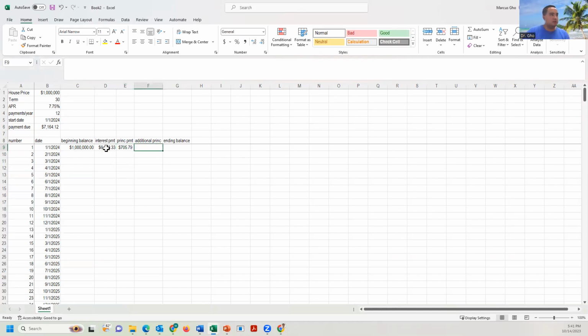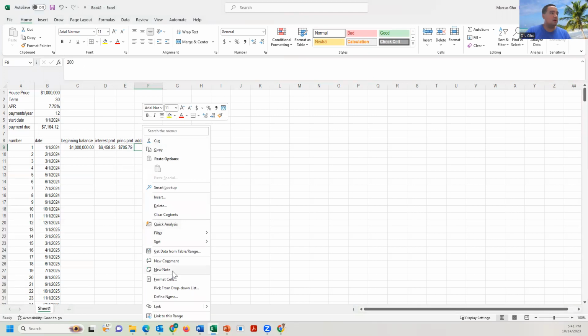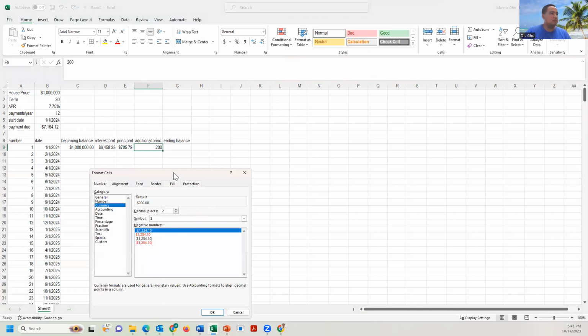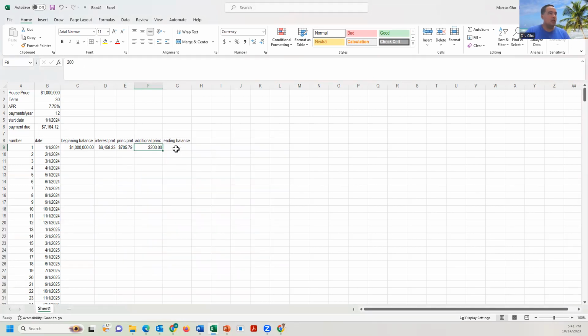If I want to make an additional principal payment, which might be a good thing to do, let's say I put in $200 or some amount. I guess I can put in zero. That's just a placeholder. Let's format this so it looks like a currency. There we go. And the ending balance at the end of January, for having made that payment, is the beginning balance minus the principal payment minus the additional principal.